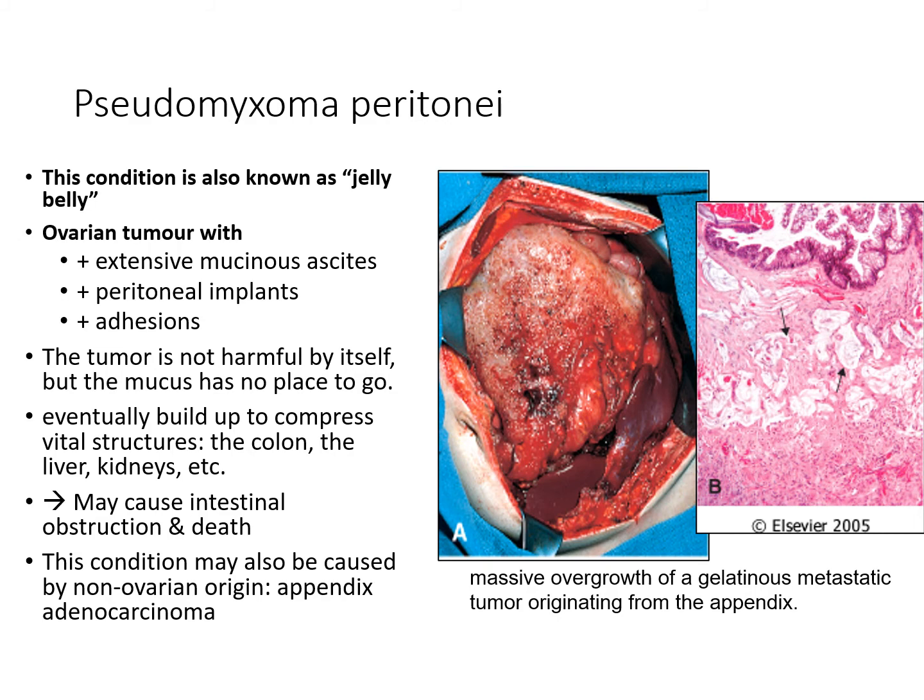The tumor itself is not harmful, but the mucus has nowhere to go, so it compresses the vital structures such as the colon, the liver, and the kidneys. And this may cause intestinal obstruction and death. This condition can also be caused by non-ovarian tumor such as appendix adenocarcinoma.